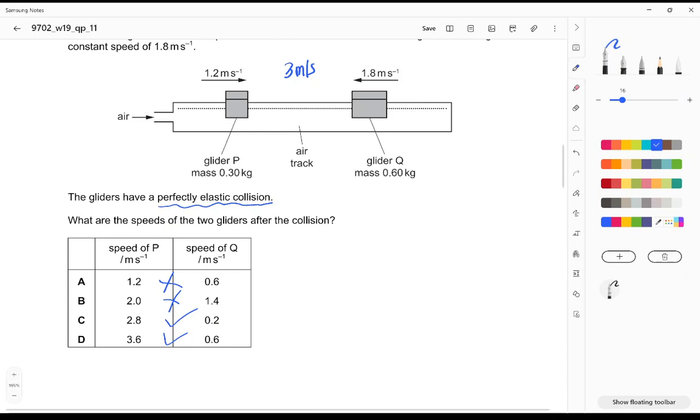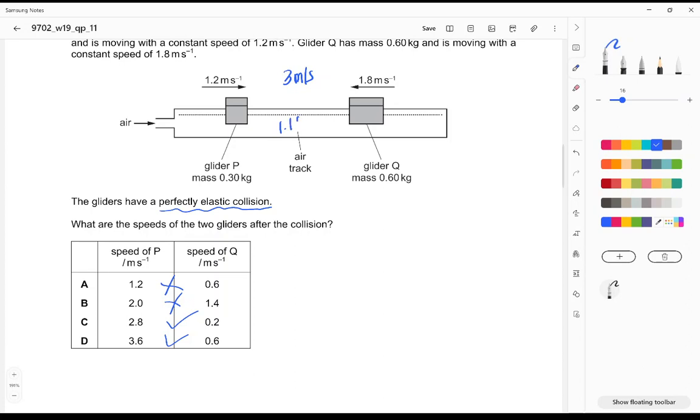So, half into 0.3 multiplied by the velocity of the first glider squared, plus 1 divided by 2 into 0.6 multiplied by 1.8 squared. So the total kinetic energy before collision is 1.188 joules. So we need to verify if we are getting the same answer after the collision.